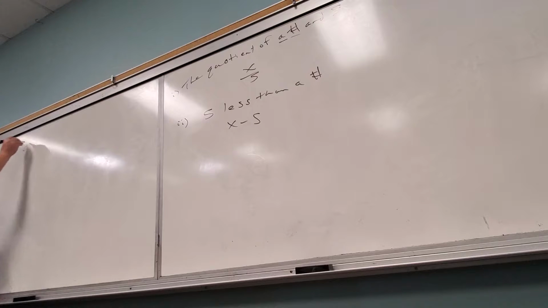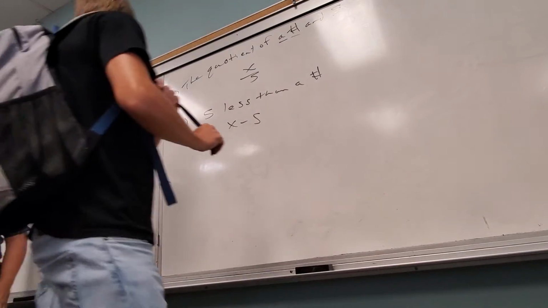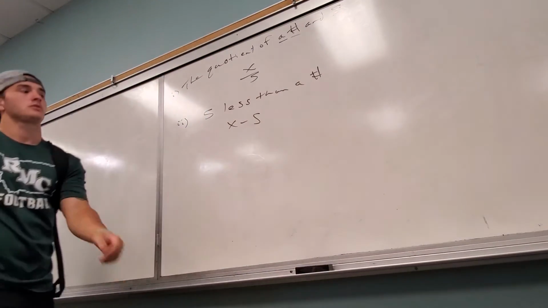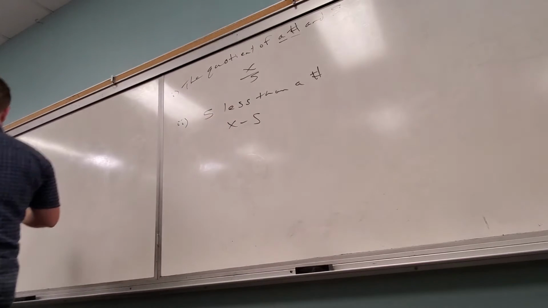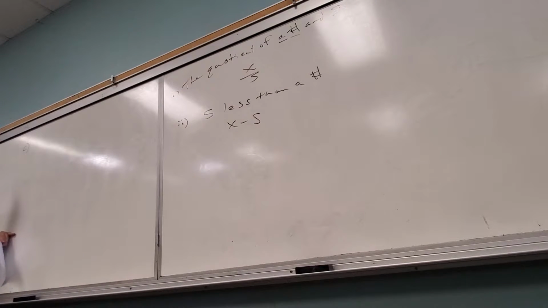Number 16. Half a number. How do I write half a number? One half X. I like it. So I can either write 1/2 X, or I could write X over 2. Same meaning. So that's half a number.